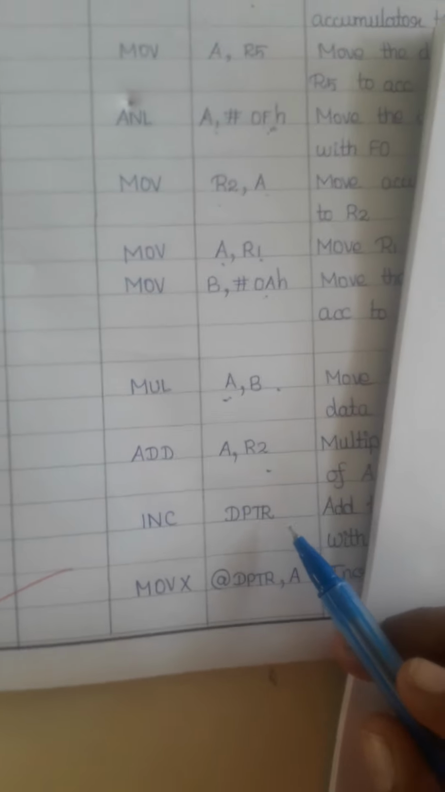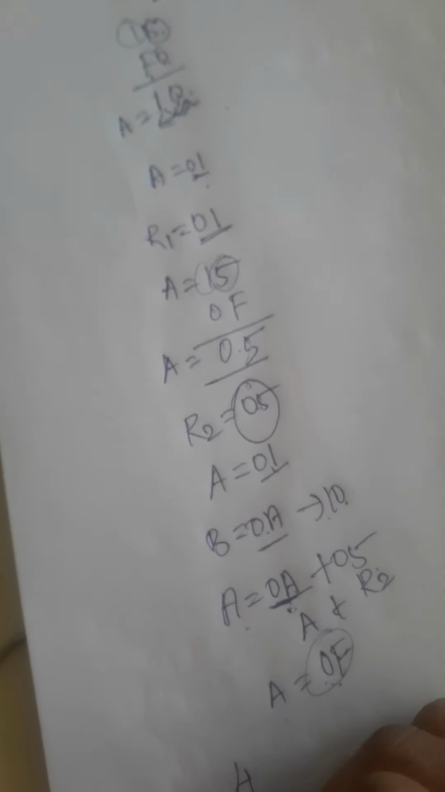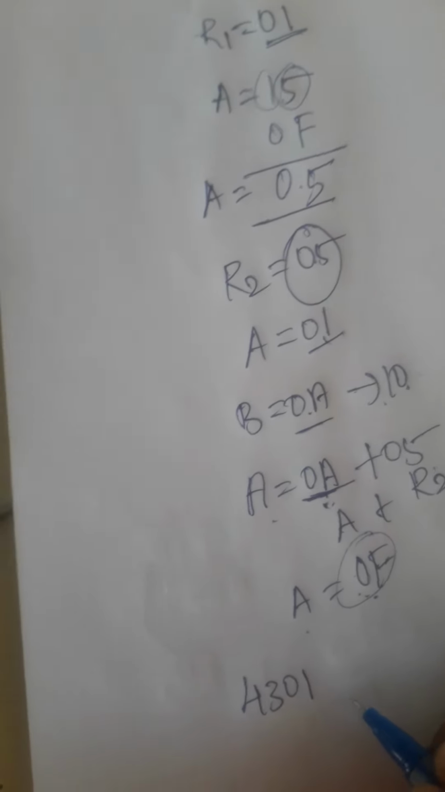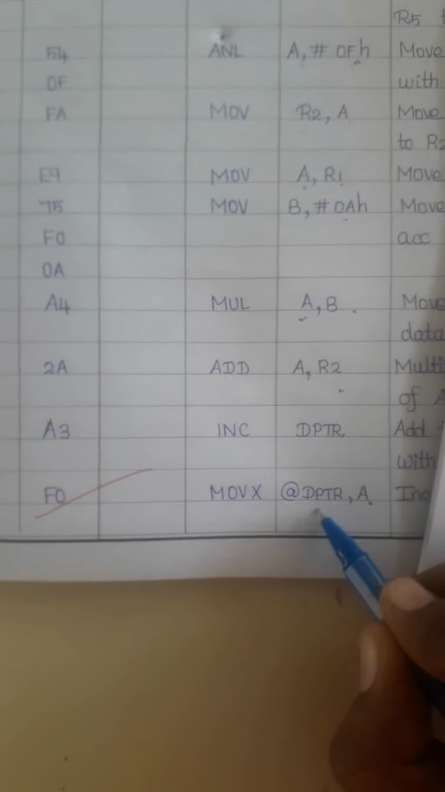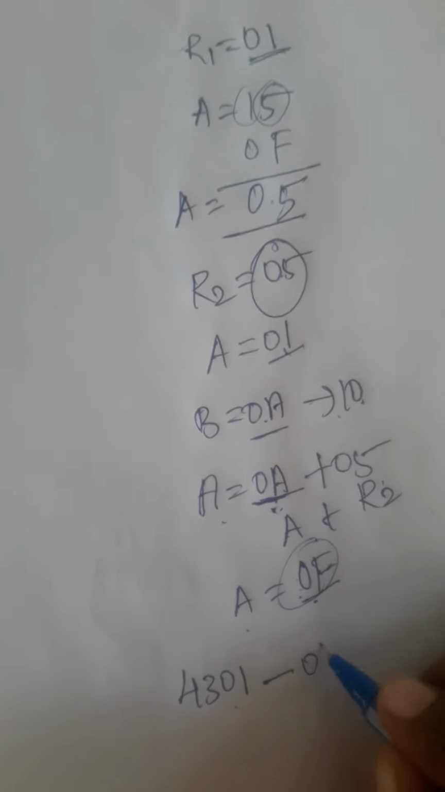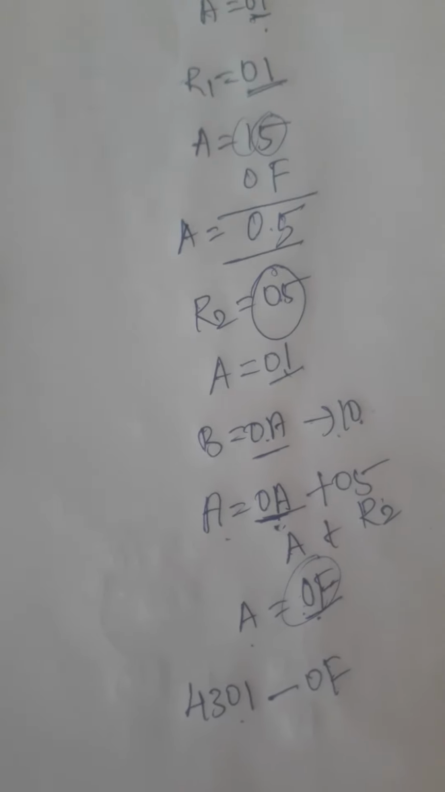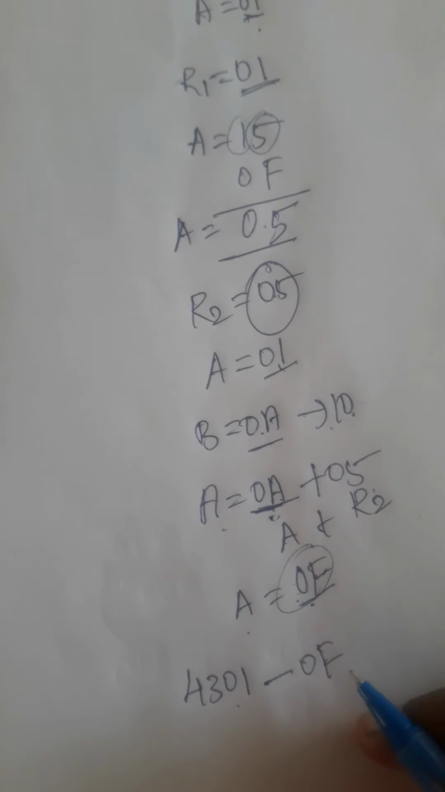Then we increment DPTR. Initially it is 4300, and now after incrementing it is 4301. Then we move the accumulator data to this incremented location 4301. The accumulator contains 0F, so 0F will be moved to 4301. Then we use SJMP halt, and the program will get terminated.